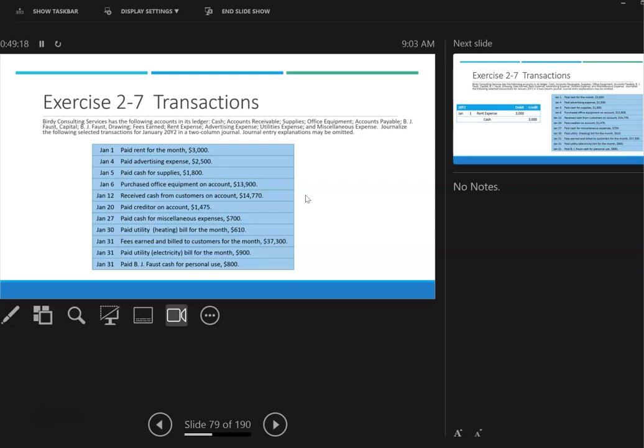Birdie Consulting Services has the following accounts in its ledger. And we've got cash we can use, accounts receivable, supplies, office equipment, accounts payable, BJ Faust Capital, BJ Faust Drawing, fees earned, rent expense, advertising expense, utilities expense, and miscellaneous expense. They want us to journalize these transactions. So January 1st, paid rent for the month, $3,000.